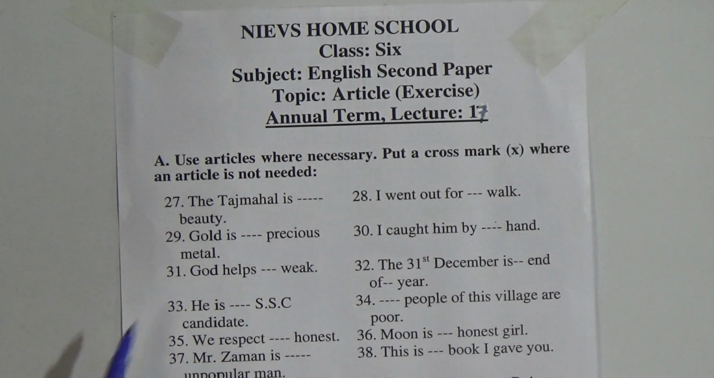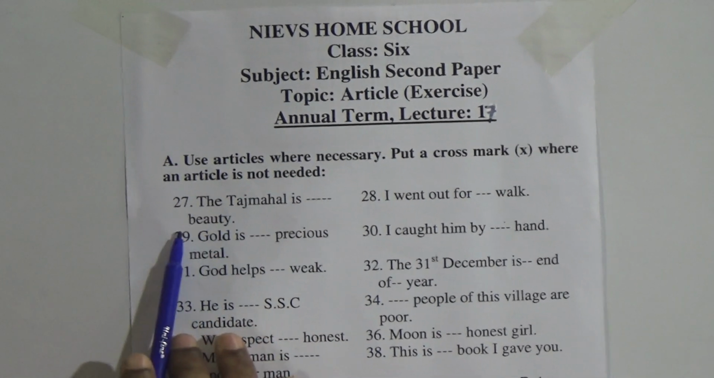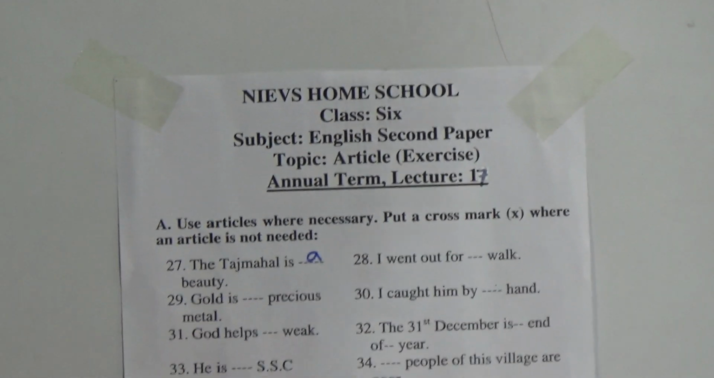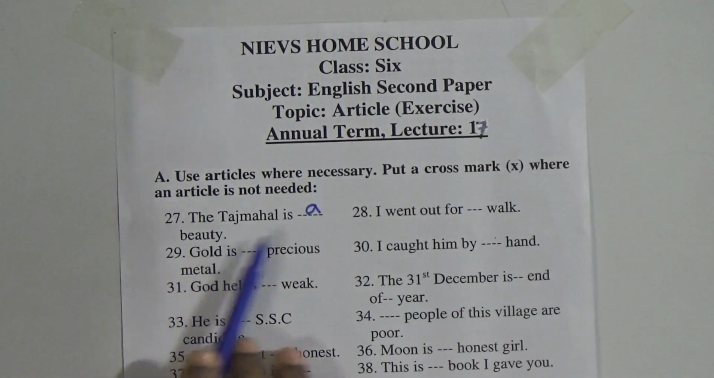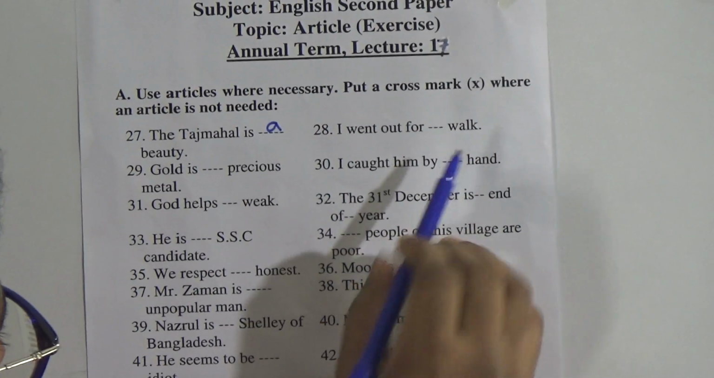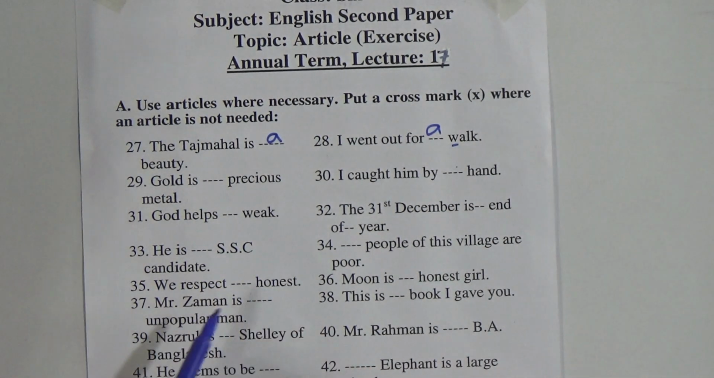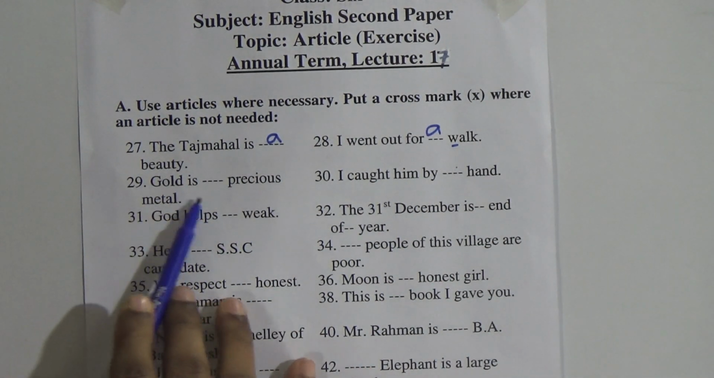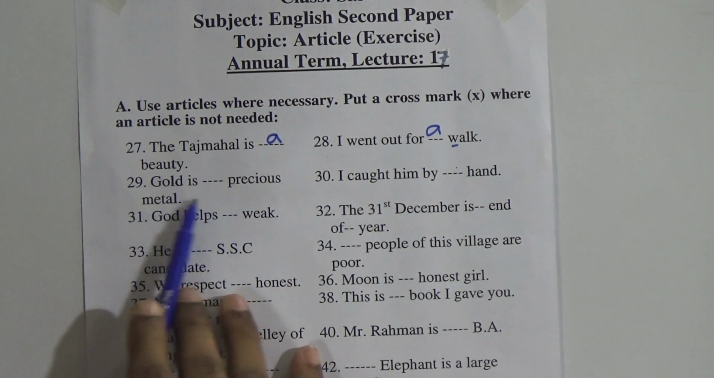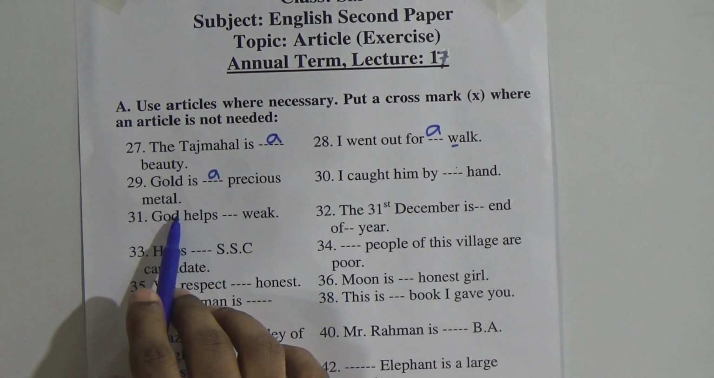So you can see 27, the Taj Mahal is dash beauty. We can say the Taj Mahal is a beauty because B is a consonant, that's why we're using a. 28, I went out for a walk. Why a? Because W is a consonant here. 29, gold is dash precious metal. Again, P is a consonant, we will use a. Gold is a precious metal.